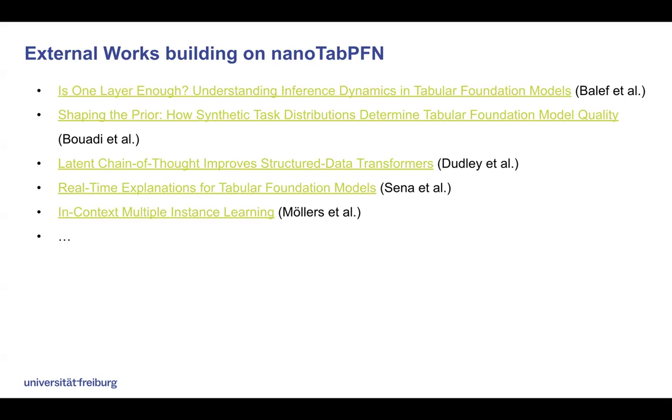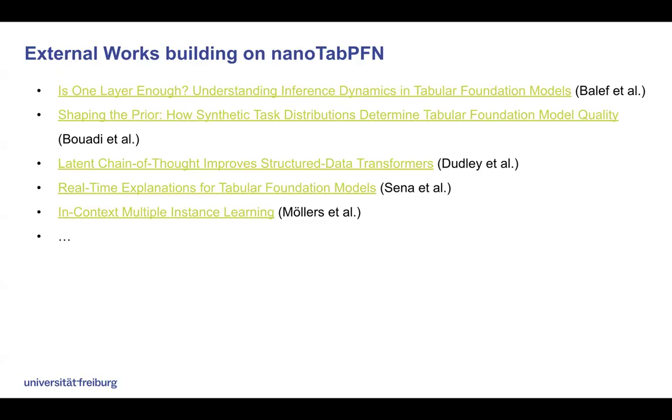And is there maybe some redundancy inside there? And so they also tried an experiment where they just had one layer that they looped. Then the next is Shaping the Prior: How synthetic task distributions determine tabular foundation model quality.